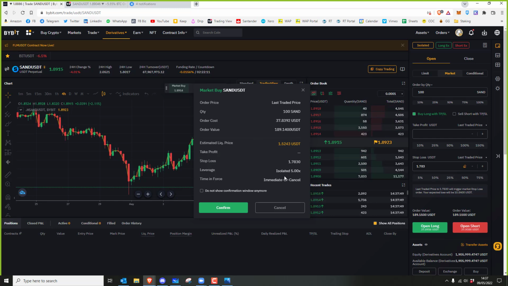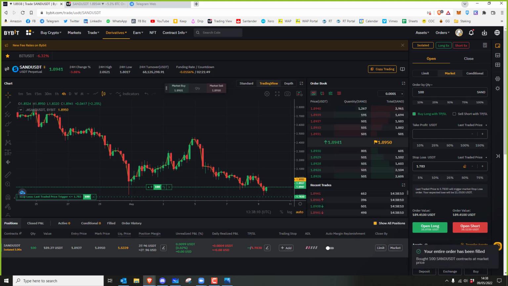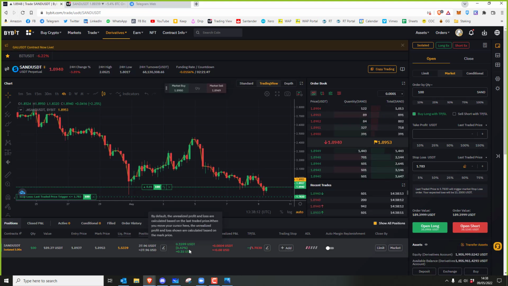what you can do is see if everything is correct, and also just for idiot purposes, check that the liquidation price is below your stop loss if you're going long. If you're going short, it needs to be above. So here, your stop loss is 1.78, but your liquidation price is 1.52, miles away. So yeah, all is good. So the trade is then placed. Pretty cool.